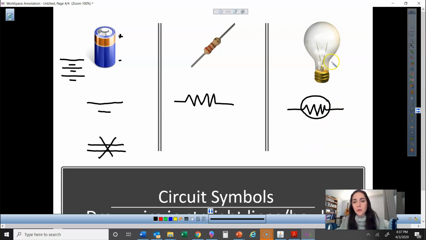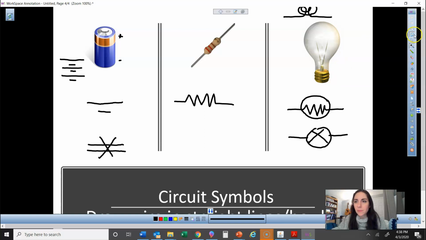Now, I want you to know that there are so many different ways that people do this. This is the circuit symbol I like to use, but if you go on the internet, they might use this. It's fine. I just don't like it. Or I've seen some circuits go like this and actually make the inside of the bulb like that. It doesn't really matter, to be honest, which one you use. I just want you to be familiar with them.